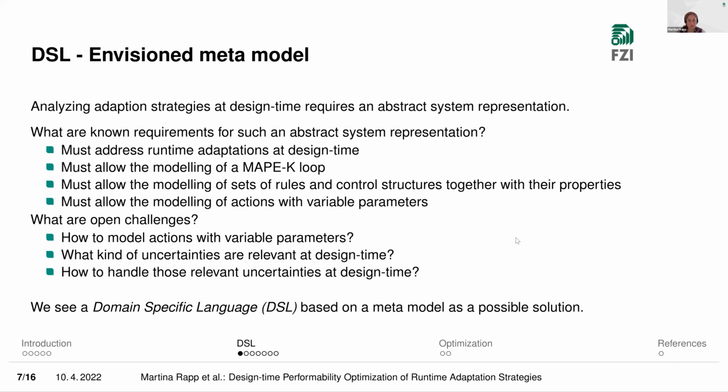In this setting, as open questions and open challenges, we see the following questions. Question number 1 would be how to model actions with variable parameters. Question number 2 would be what kind of uncertainties are relevant at design time? And question number 3 would be how to handle those relevant uncertainties at design time. And as a possible solution, we now see a domain-specific language based on a meta model.